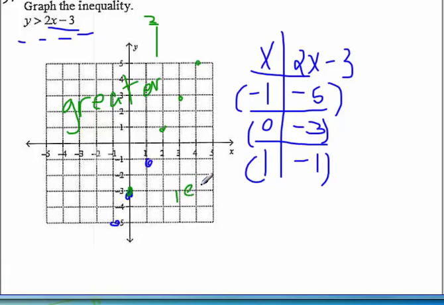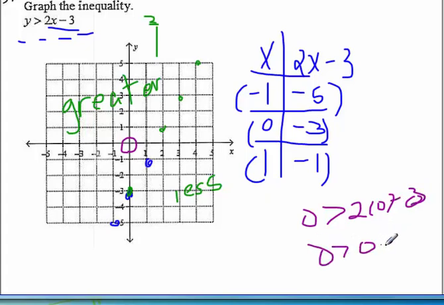So if it's greater than, you shade above. If it's less than, you shade below. But sometimes this doesn't work, especially if it's not in this form. So the easiest thing to do would be to pick a test point. My test point is 0, 0. And we plug it in for x and y. So 0 is greater than 2 times 0 minus 3. Is 0 greater than 0 minus 3? Is 0 greater than negative 3? And it is.